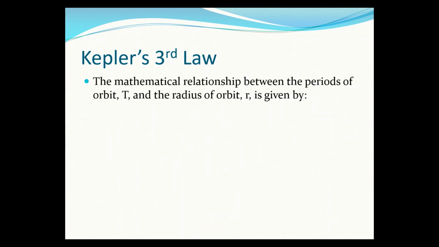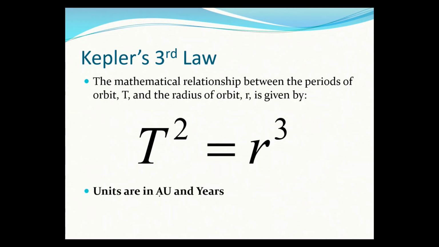And his third law is something that we're going to analyze a little bit later, but it has to do with the period and the radius of it. So this is the period of the orbit, and this is the radius of the orbit. But if you just look at this relationship, the units are in astronomical units and Earth years. So 1 astronomical unit is equal to this many meters. So they're in kind of weird units.